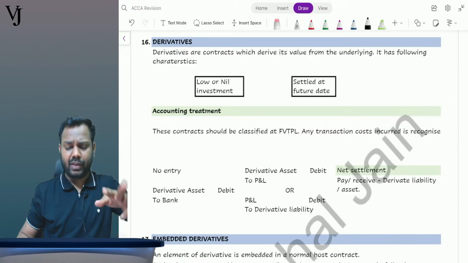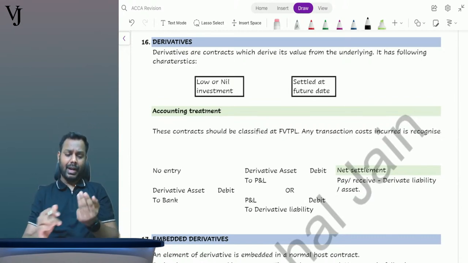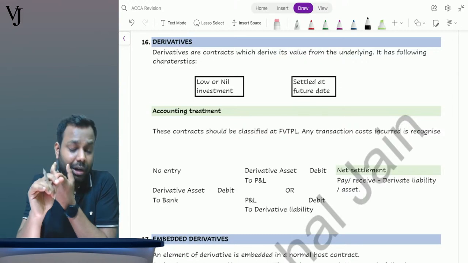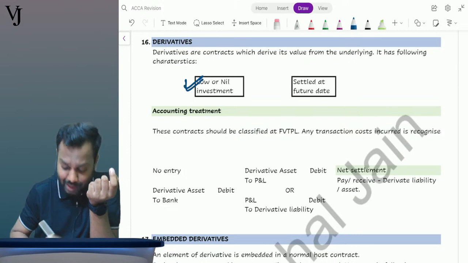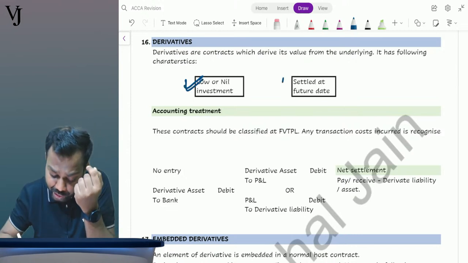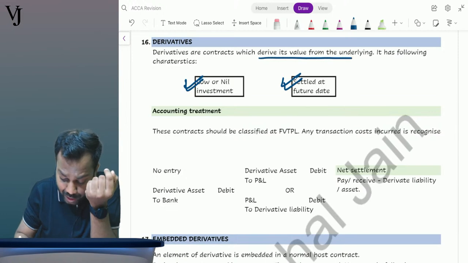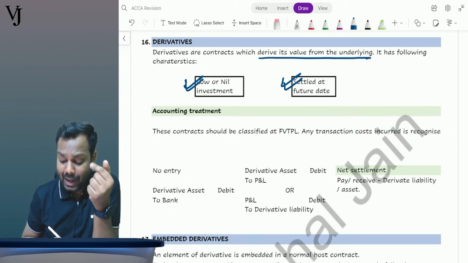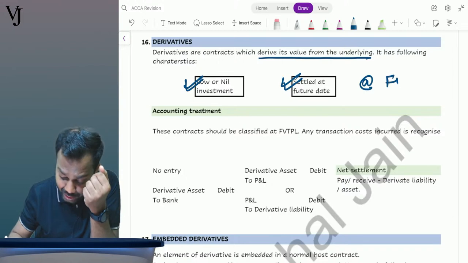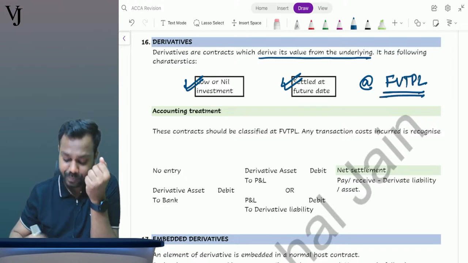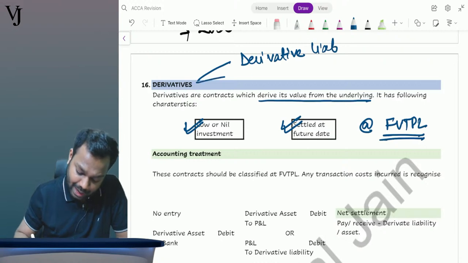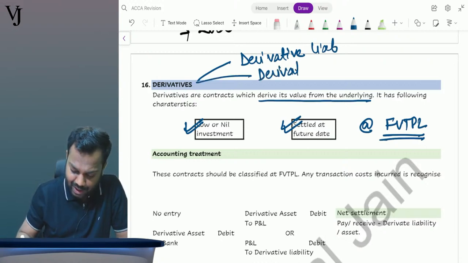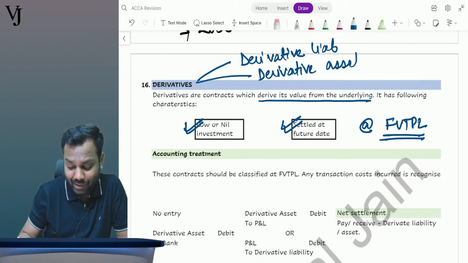Derivative. What is the meaning of derivative? What are the three features of a derivative contract? The three features are: it requires low or nil initial investment, it is to be settled at a future date, and it derives its value from the underlying, and it has to be measured at FVTPL. A derivative can be a derivative liability or a derivative asset. And we have already studied the meaning of derivative asset and derivative liability.